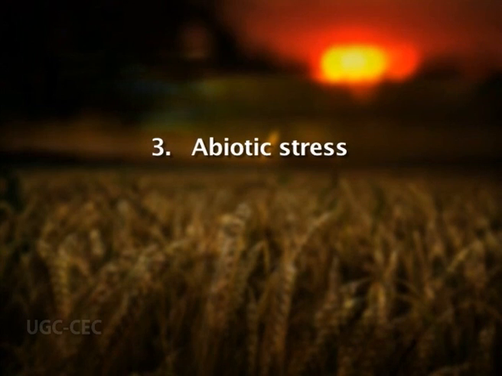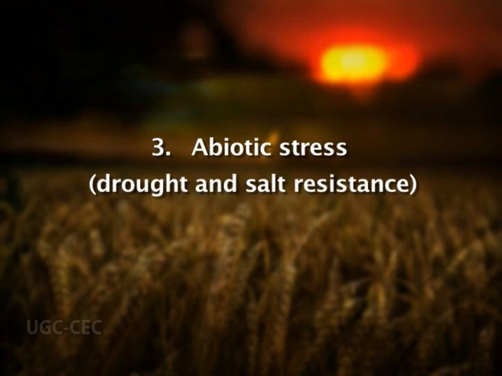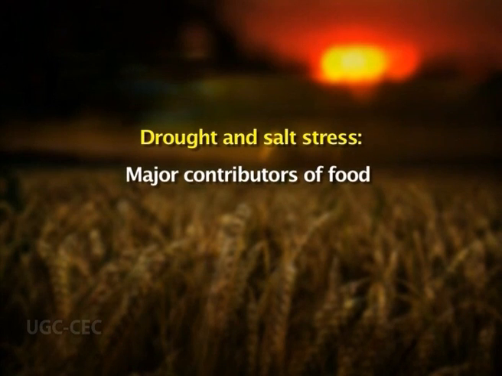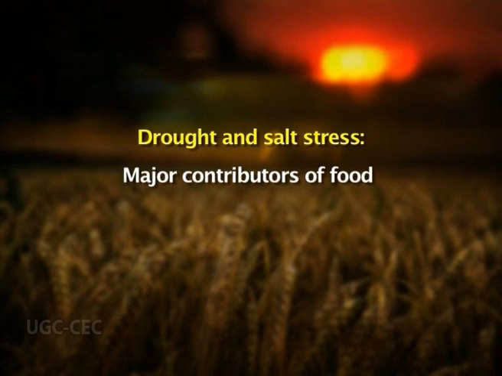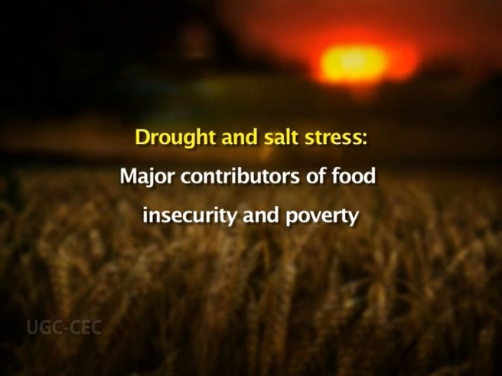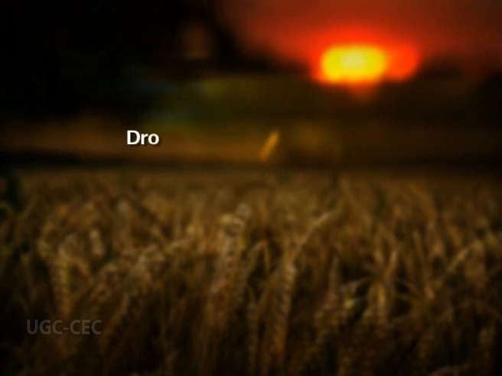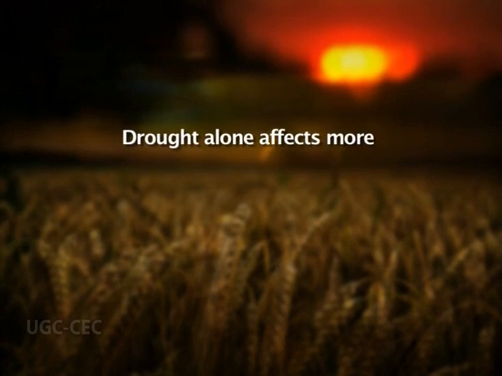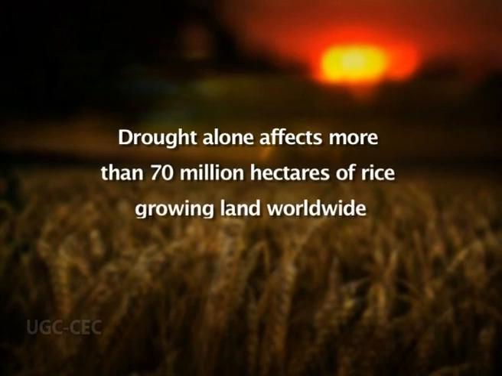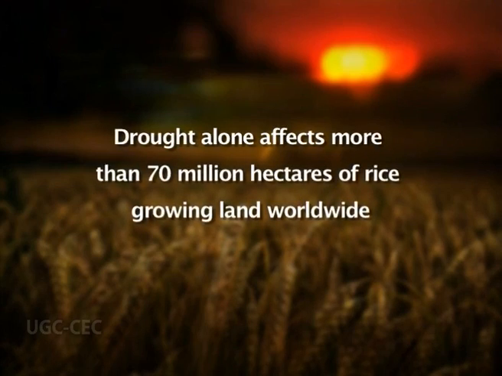Another major application of plant genetic engineering is abiotic stress, leading to drought and salt resistance or tolerance. Abiotic stresses like drought and salt stress are the major contributors of food insecurity and poverty in developing countries. Drought alone affects more than 70 million hectares of rice growing land worldwide.